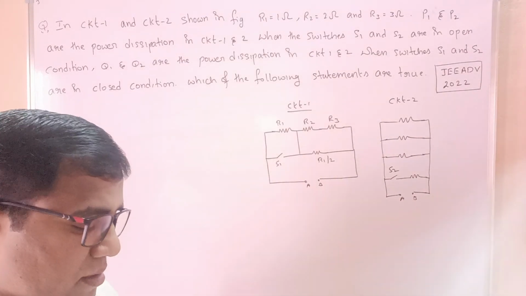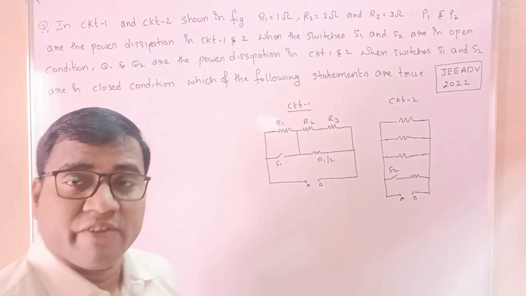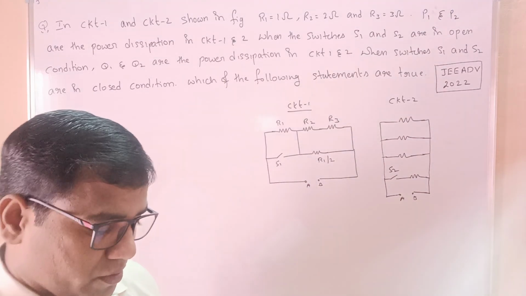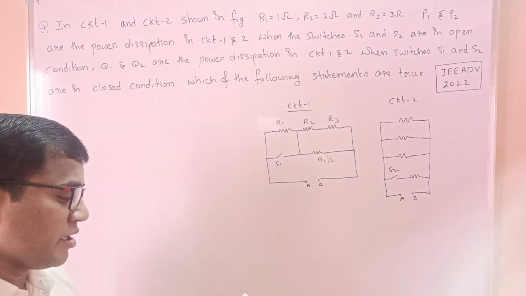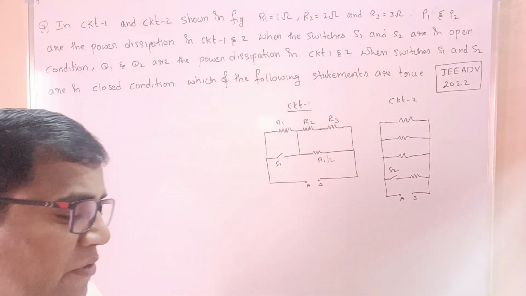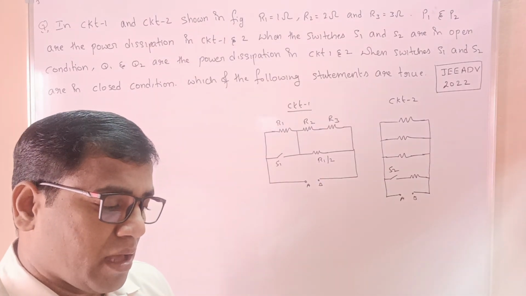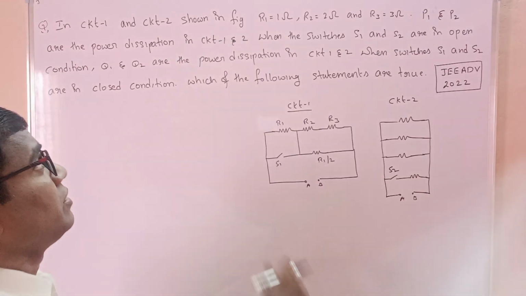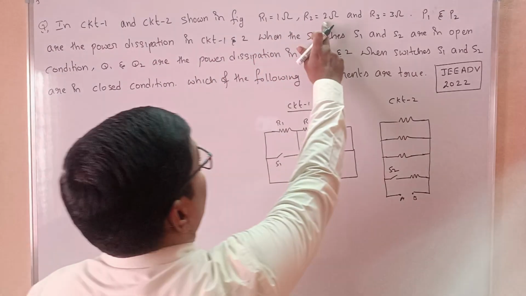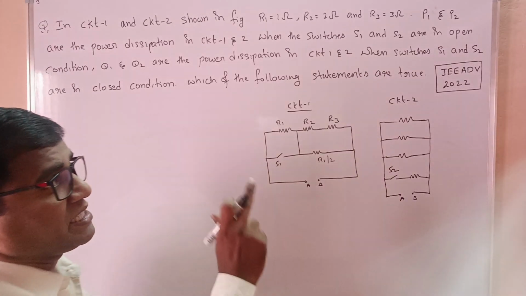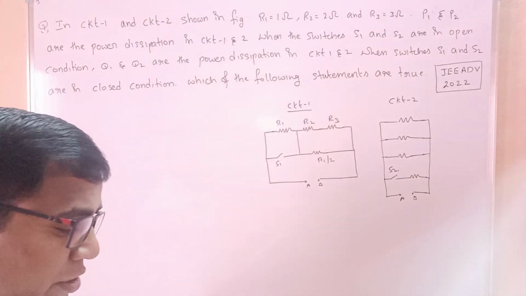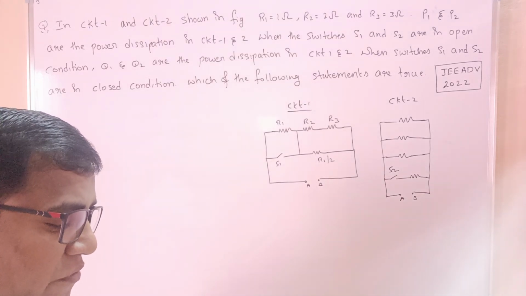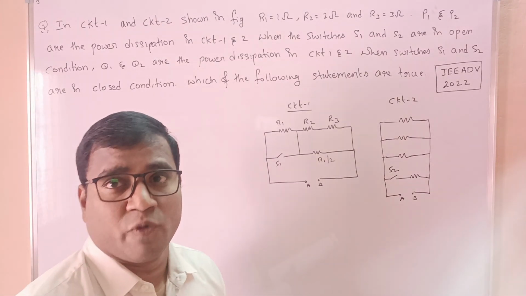Dear students, let's see this question which is given in JEE Advanced 2022. In the circuits 1 and 2 shown in the figure, R1 is 1 ohm, R2 is 2 ohms, R3 is 3 ohms. P1 and P2 are the power dissipations in circuits 1 and 2 when the switches S1, S2 are in open condition.